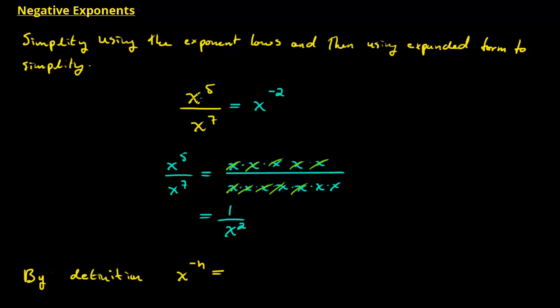So on one hand, I have that x to the power of 5 divided by x to the power of 7 is equal to x to the power of negative 2. But on the other hand, I have that x to the power of 5 divided by x to the power of 7 is equal to 1 over x squared. How can this be? Well, this is because x to the power of negative 2 is equal to 1 over x squared. And in general, by definition, we define x to the power of negative n.